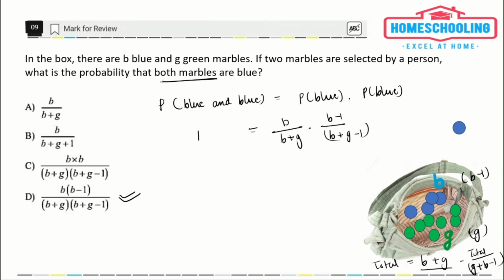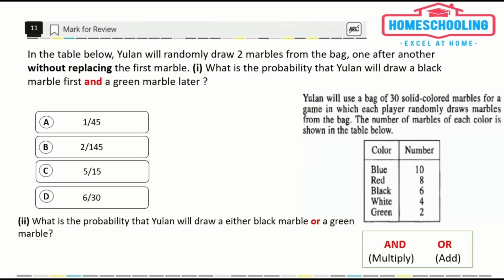Now let's move on to the next question. Yulan will use a bag of 30 solid colored marbles for a game in which each player randomly draws a marble from the bag. The number of marbles of each color is shown in the table below. We have 10 blue marbles, 8 red marbles, 6 black, 4 white, and 2 green.